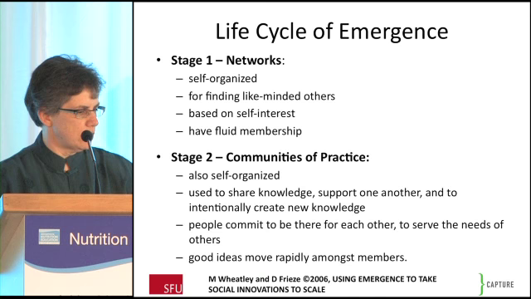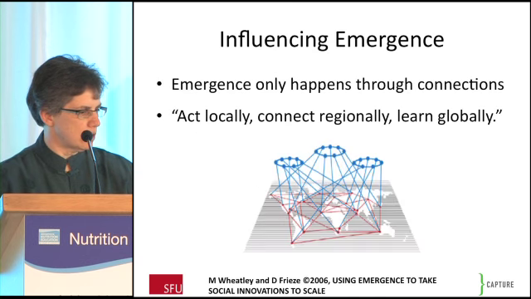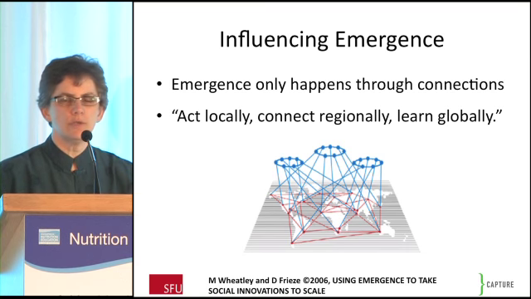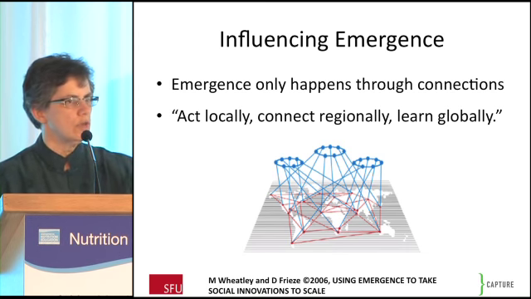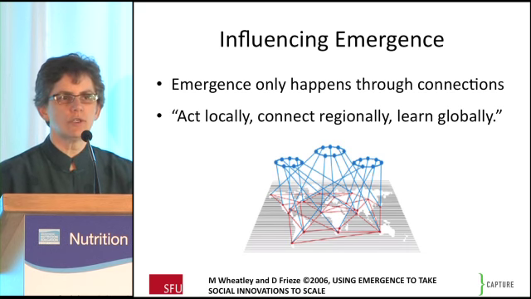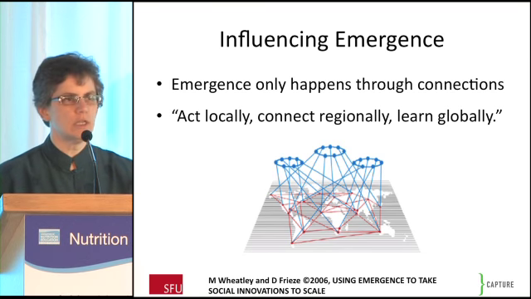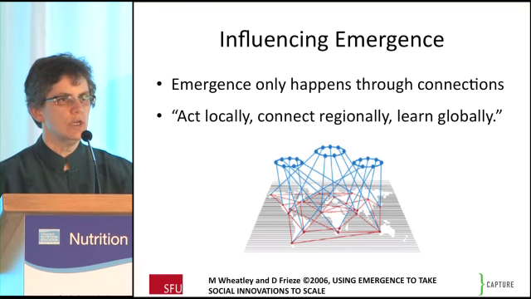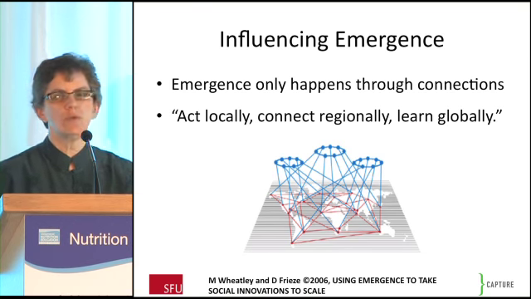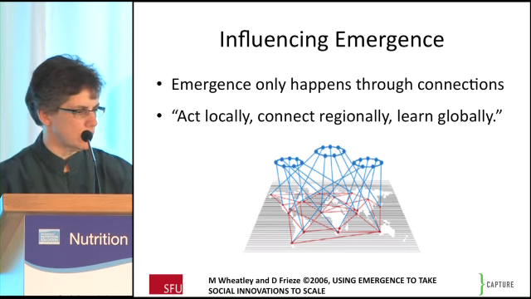So I'm going to skip the influencing emergence, although I think it's interesting. I will just quickly make the point that to influence emergence, this idea is a nice one to take home. We know we need to act locally because these problems vary from location to location, and those of us who work in a local environment have the most knowledge about how to change those environments. So we need to act locally, but we need to connect regionally with people in order to experience and learn from them, and then we need to learn globally because we can learn across a system. So that's an idea that I think is quite important.